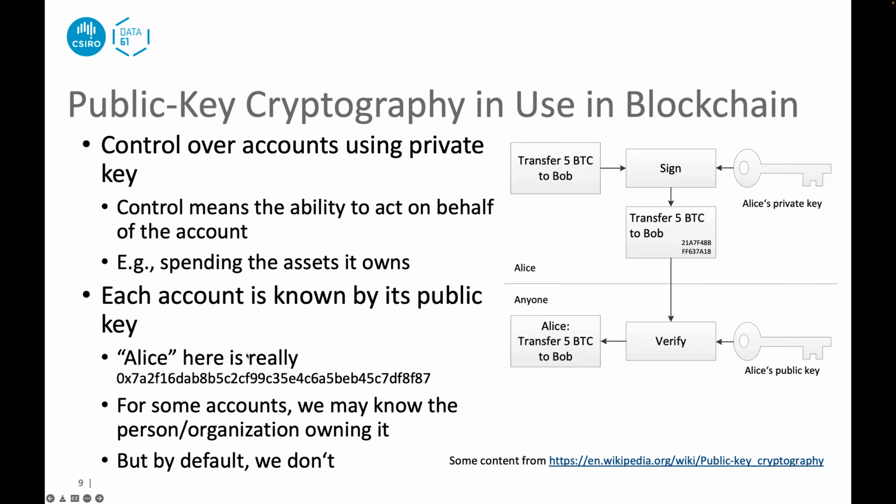Now in the blockchain networks, we don't talk about Alice or Bob and things like that. We talk about their addresses, which are essentially long binary strings. So for example, it could be something like this.